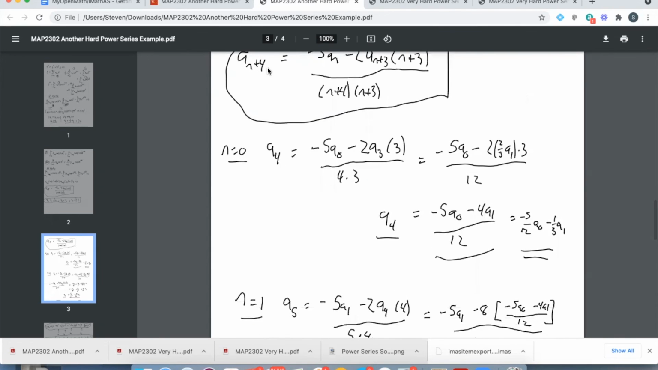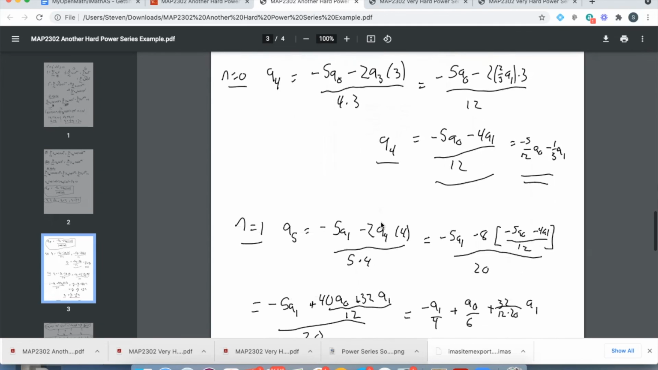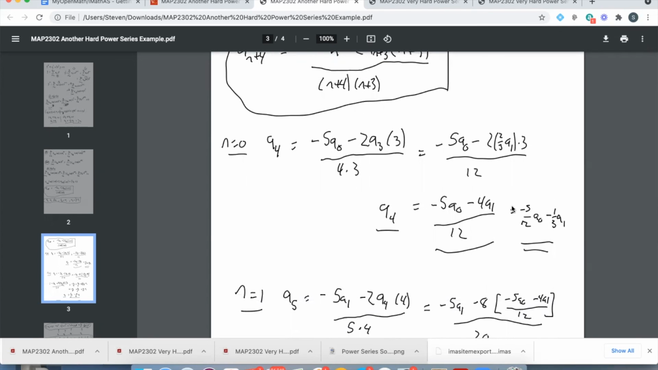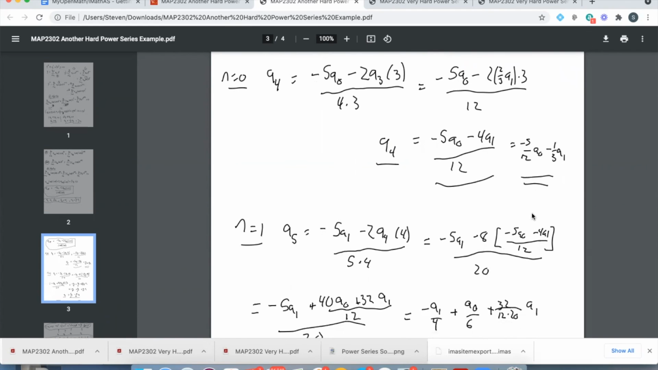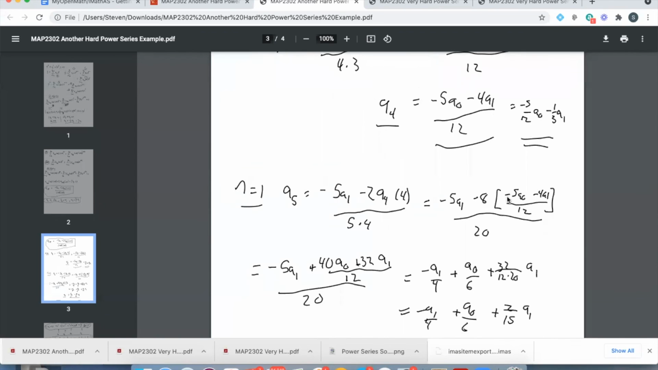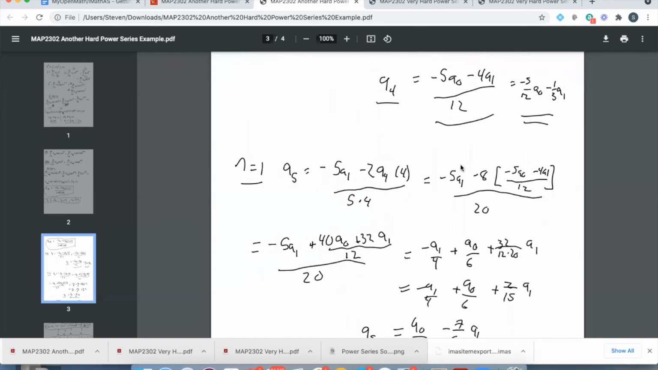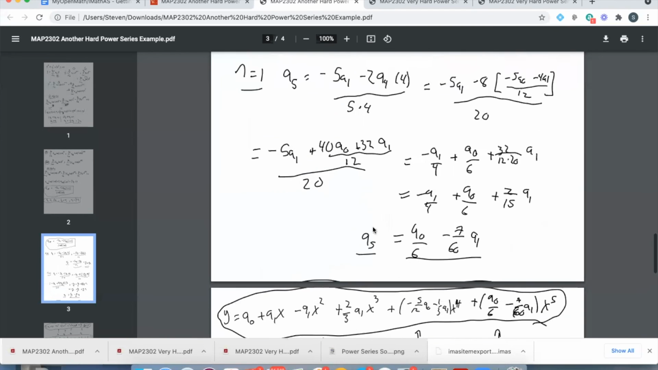Plug in n equals 1 here. I get, there's going to be an a1 in there and an a4. But I know what a4 is. It was all this. So I have to go backwards and plug all that in. Remember, I want everybody in terms of a0 and a1. And then there's just a whole bunch of arithmetic. I'm not going to bore you going through it step by step. But I'm simplifying each of these in terms of a0 and a1. So you can check all these details on your own.